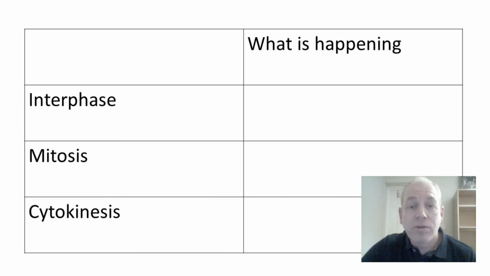Okay, so we've now talked through the 3 phases of the cell cycle: interphase, mitosis, and cytokinesis. Your task now is to reproduce the table that's on the screen, and in the column that says what is happening, I'd like you to write in as much detail as possible what happens in each of the 3 stages that we've talked about. Remember, you can rewind this video and rewatch parts of it if that will help, and you can do this in any way that suits you, whether it's a Word document or writing it in your book.